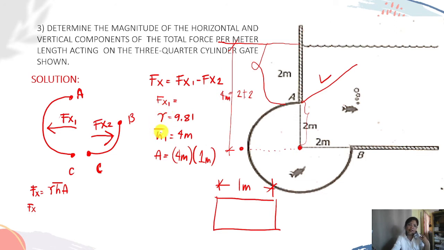Then, we now have gamma h bar A for Fx1. We don't have Fx2 yet. Okay, wait. Where will I write it? Here, Fx2. For this Fx2, we will consider the right version. So we have gamma. Gamma is still water, because it acts all throughout this circle. The difference is just the area and the height. The area there is the area of the quarter circle projected here. From here to here.